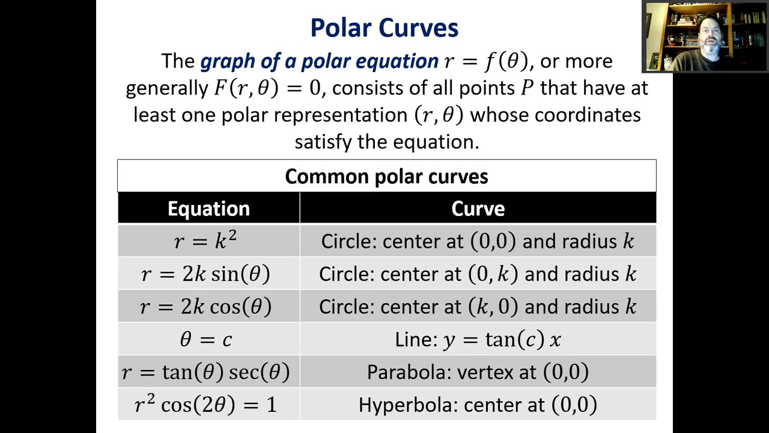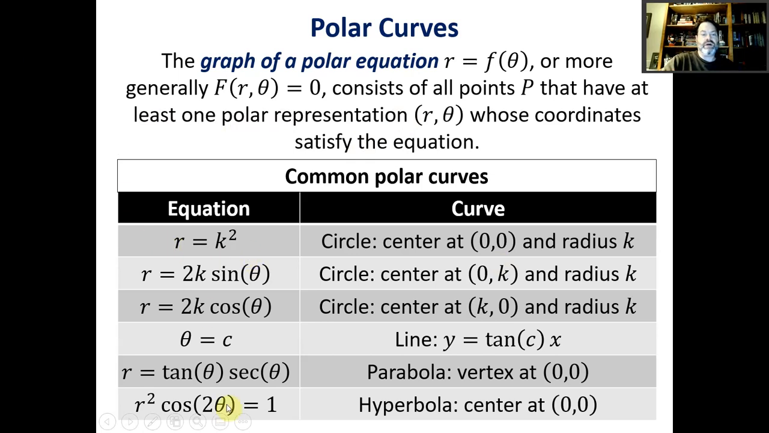So here are some common polar curves. And just remember that when we define graphs of polar curves, it's similar to how we did it with rectangular curves. It's the set of all points P that have at least one polar representation whose coordinates satisfy the equation. There could be multiples of these, right? Because polar curves can do lots of weird stuff. They can self-intersect and things like that. So we're just saying at least one polar representation. Maybe you won't be able to find it, but it exists.